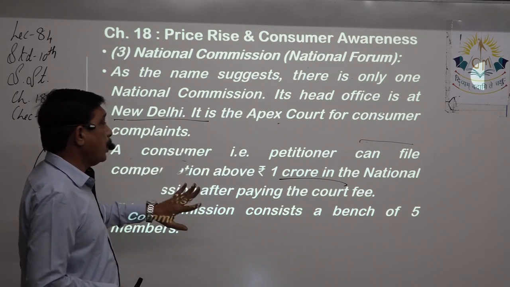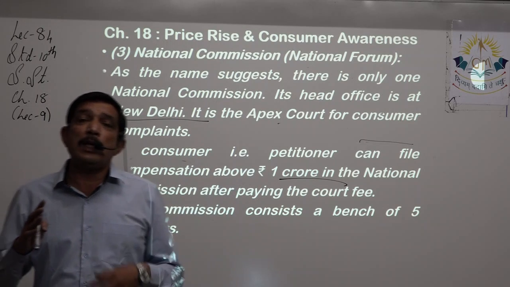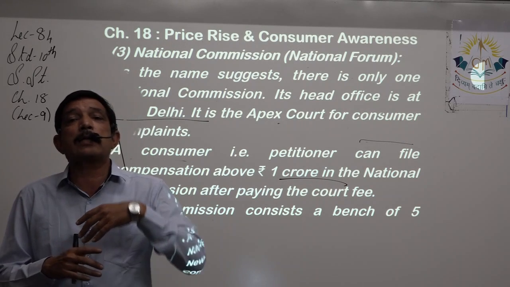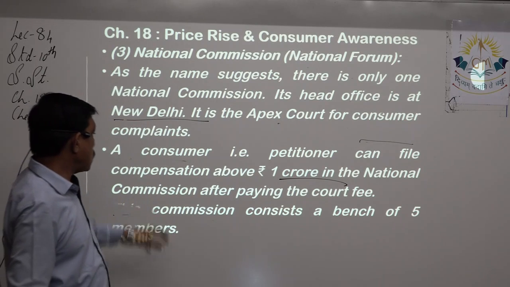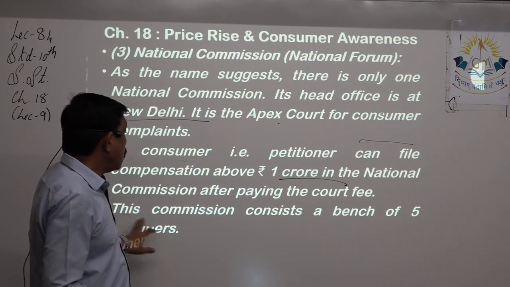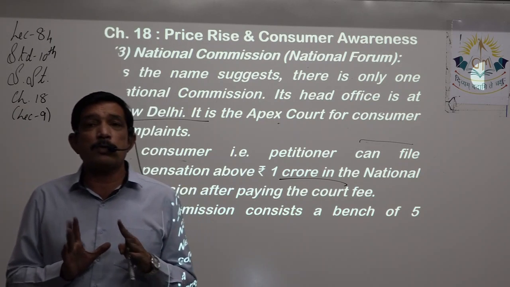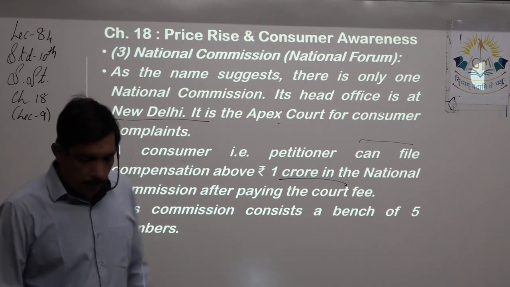A consumer or petitioner can claim compensation above 1 crore. If you have any complaint that is exceeding 1 crore rupees, you directly approach the National Commission after paying the court fee. This commission consists of a bench of 5 members. 5 members will be looking into your case and they will decide upon the judgment.